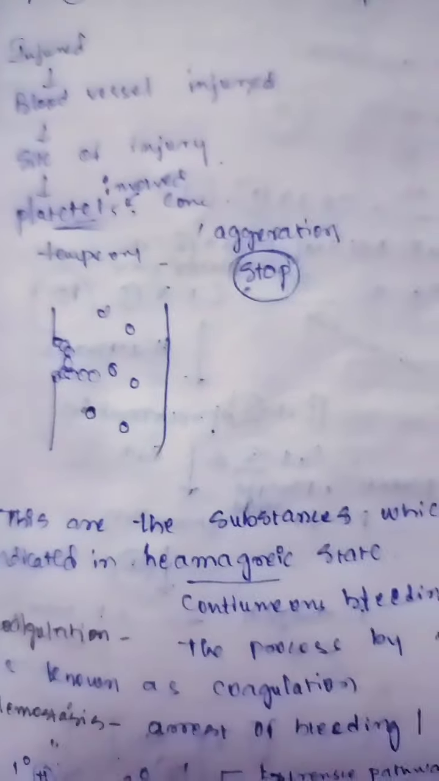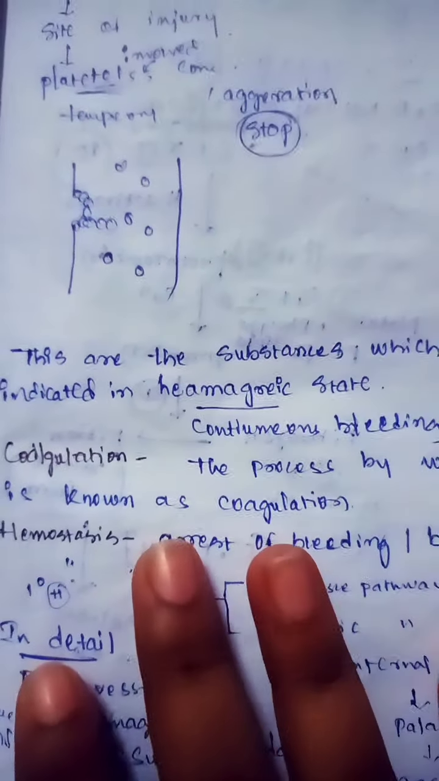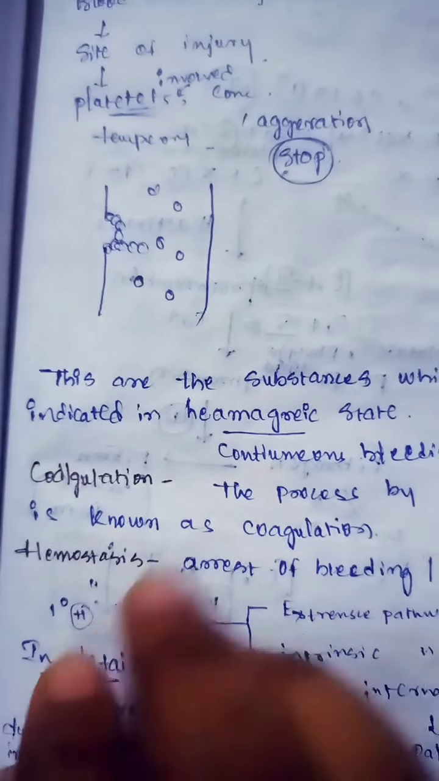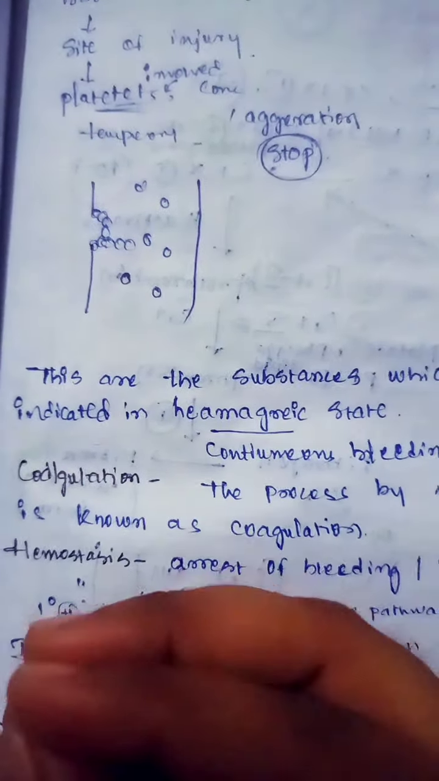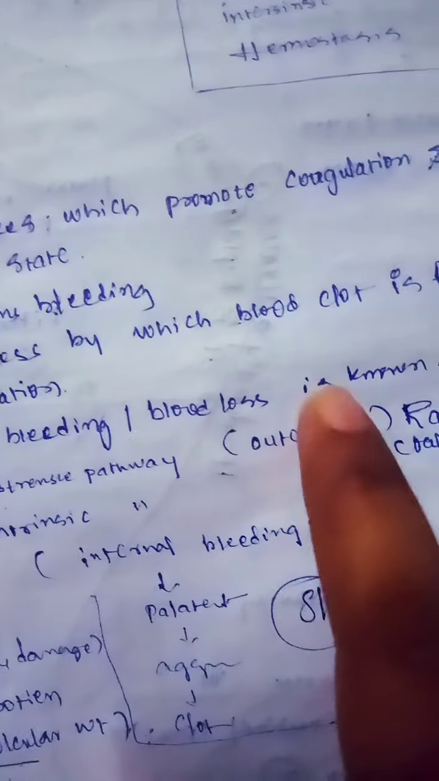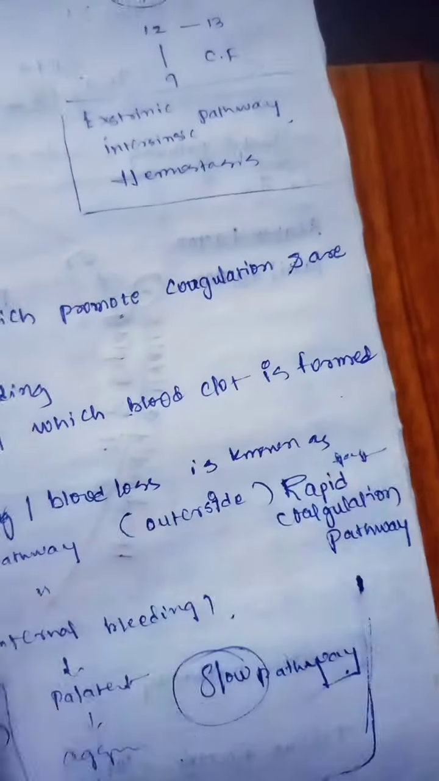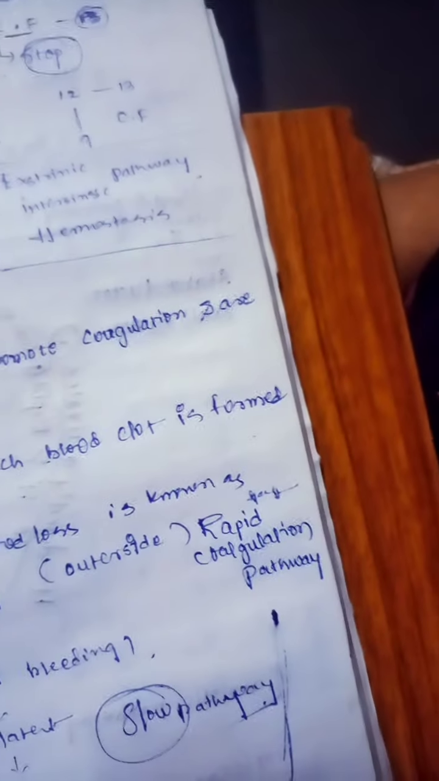This is a substance which promotes coagulation, indicated in a hemorrhagic state or continuous bleeding. Coagulation is the process by which a blood clot is formed to stop the bleeding. Hemostasis is the arrest of bleeding or blood loss. We maintain that hemostasis.